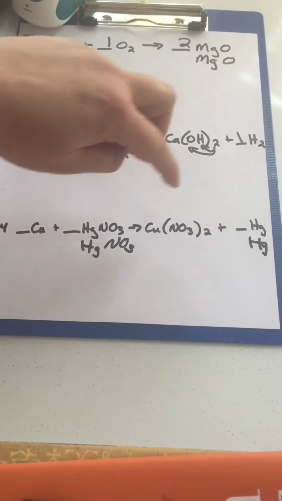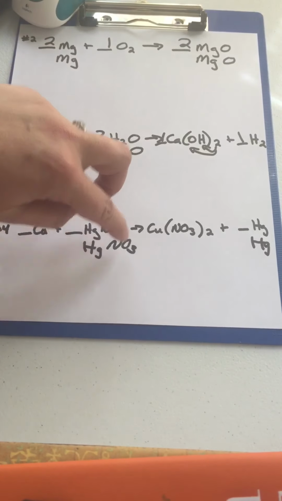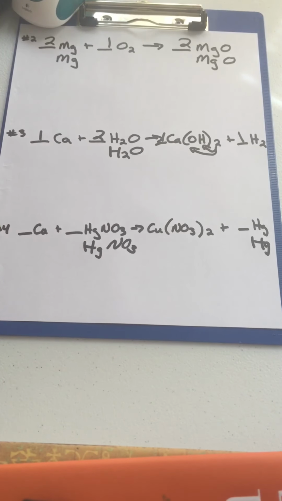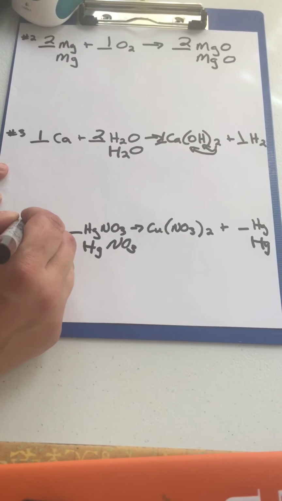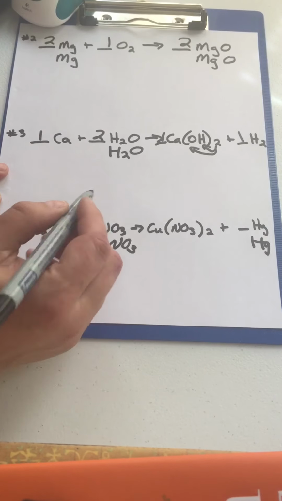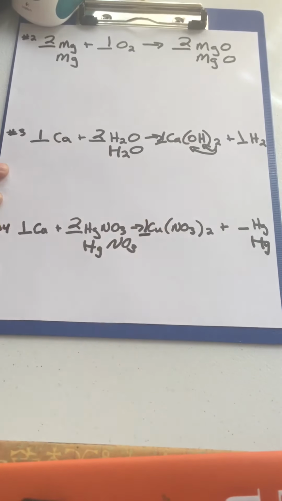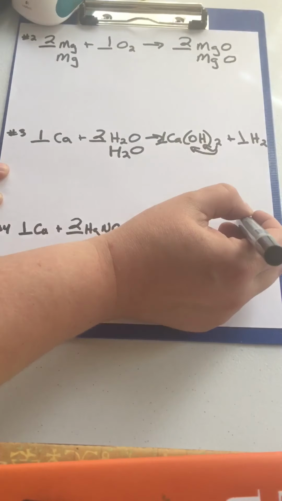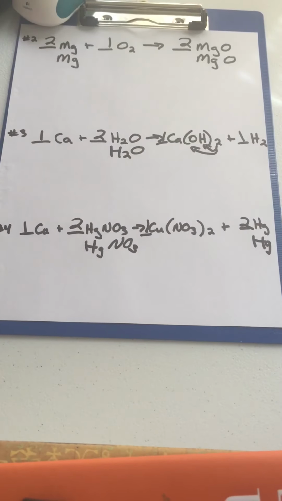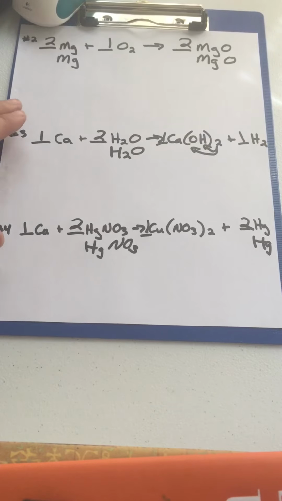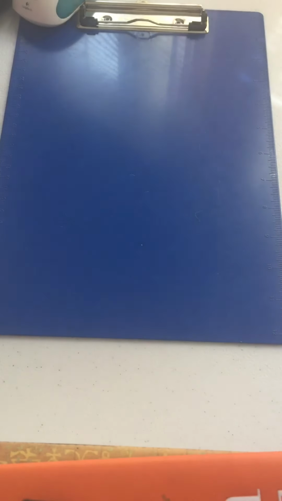So now I've got 2 of those, 2 of those. And I can keep my 1 copper, and I am balanced. So I've got my 1 here. My coefficient is 1. My coefficient is 2. My coefficient is 1, and my coefficient is 2. And that is a balanced equation number 4. Okay, now we're going to go to number 5.